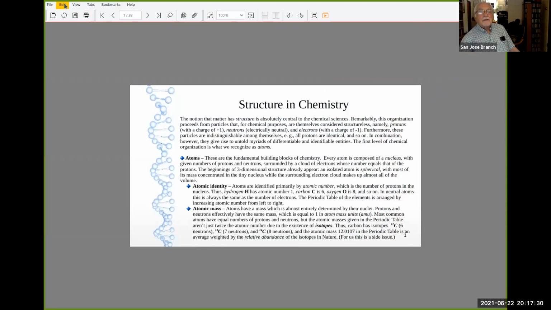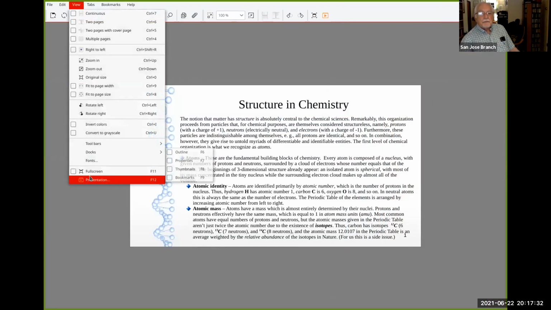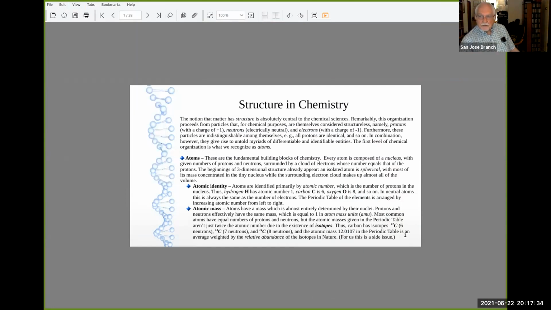Okay, and then I'll set this up also as a slideshow, because I think it's easier to see everything that way.